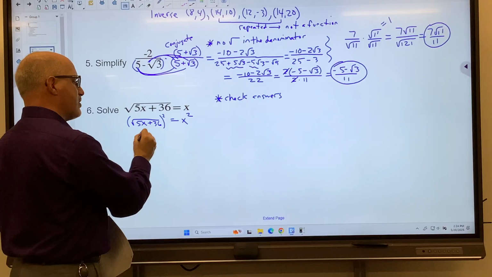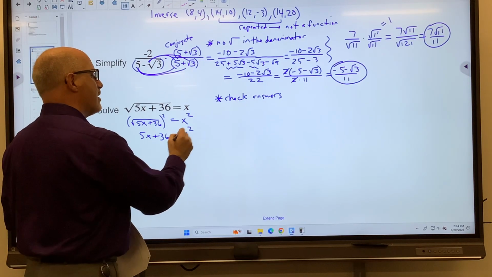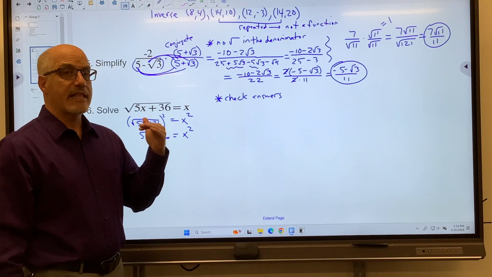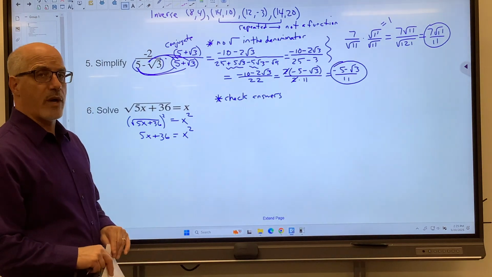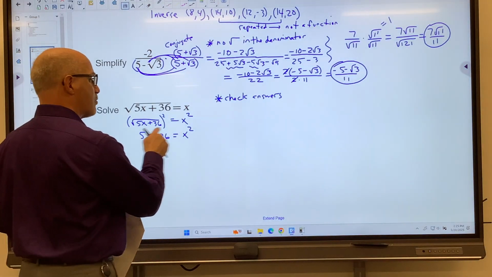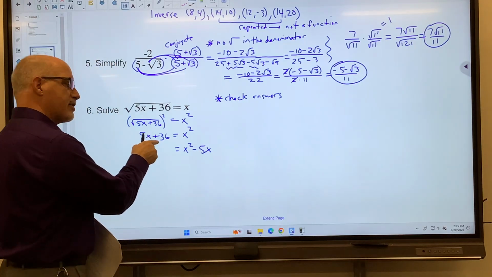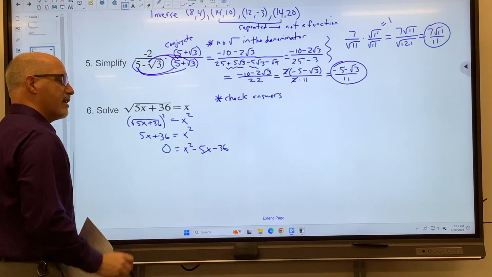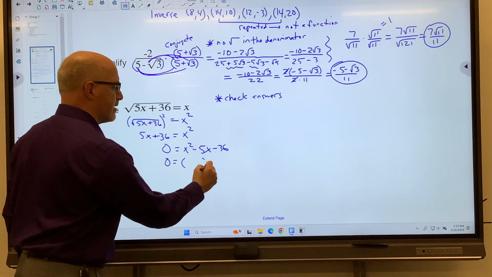Square a square root. You get just the radicand, the thing underneath, equals x squared. Now we should recognize when we've got an x squared and other terms that this is a problem that we could get 0 on one side and either factor or use the quadratic formula to solve. I'm going to focus on factoring. So I'm going to subtract 5x from both sides. And I'm going to subtract 36 from both sides, bring them both over onto the x squared side, and I'll have 0 over here. Now let's go ahead and factor that.